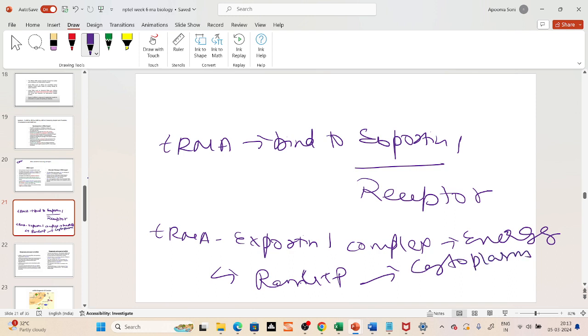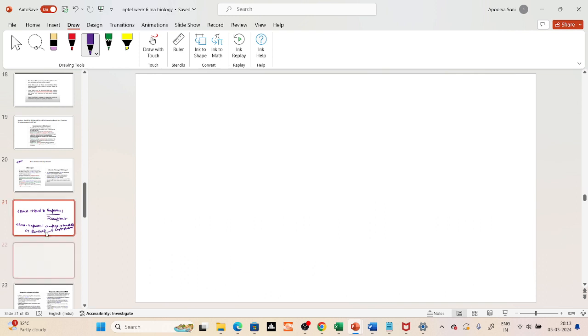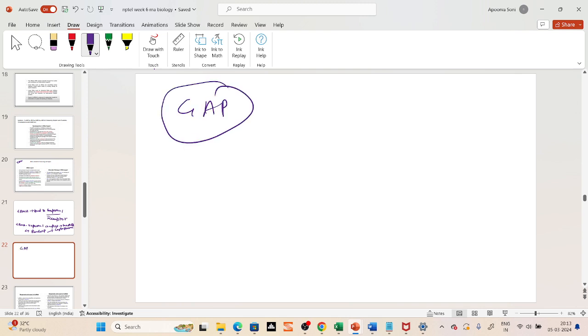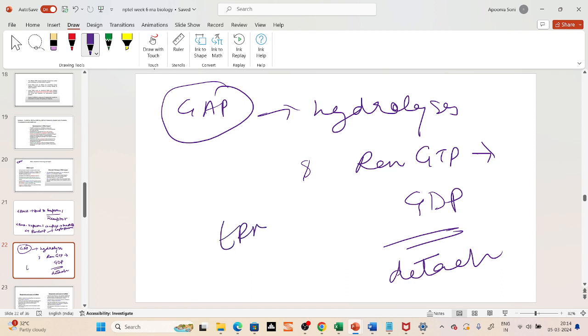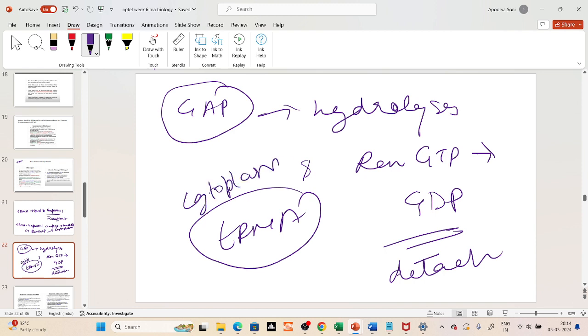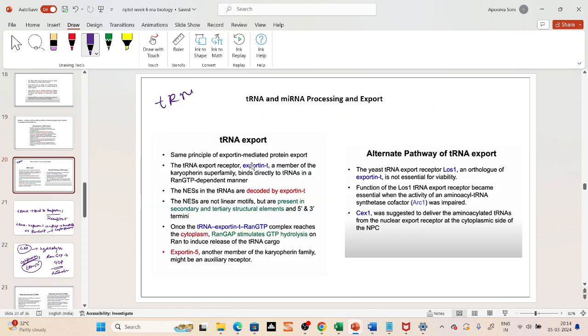cytoplasm. Now in the cytoplasm we have a lot of GAP proteins, GTPase activating protein. So what it will do? It will hydrolyze, and RAN GTP would be converted to GDP and it will detach from the complex, and hence your tRNA goes to the cytoplasm. So in this way tRNA is exported with the help of the receptor exportin T.